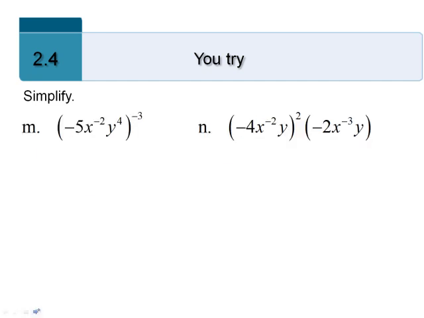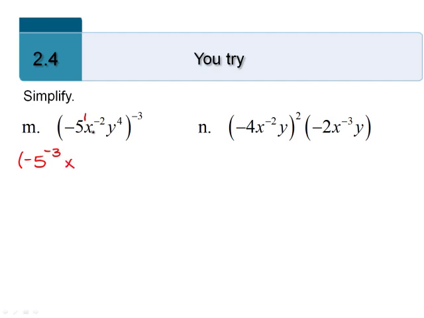All right, letter M here. This one is nasty because of the coefficient with the negative 5. You're raising powers to another power, so we're going to multiply our exponents. Make sure you put a 1 in on that negative 5 because that is the hardest part of this whole problem. So what you're going to have is negative 5 to the negative 3 because I'm distributing negative 3 to all the exponents. So 1 times negative 3 gives me negative 3.